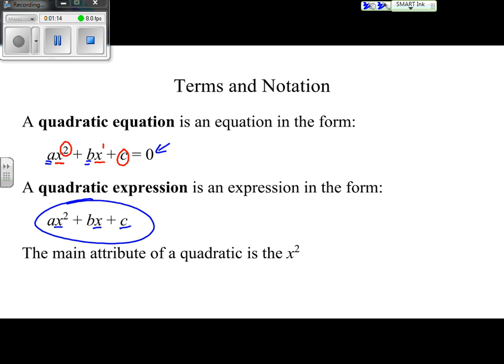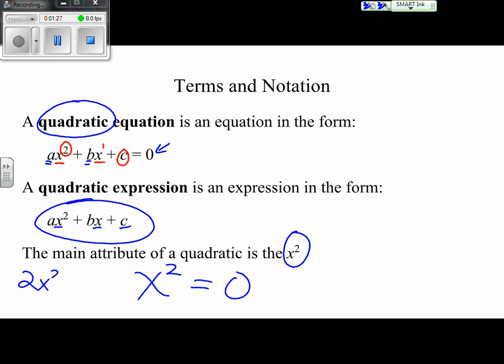Now, any of those could go away. The important thing to have a quadratic is it must have an x squared. Must have an x squared. If I just write x squared equals 0, I've got a quadratic because it has an x squared. If I write 2x squared equals 0, again, I've got a quadratic equation. 2x squared plus x, still quadratic, but if I write x plus 2 equals 0, that's a linear equation because it has no x squared.